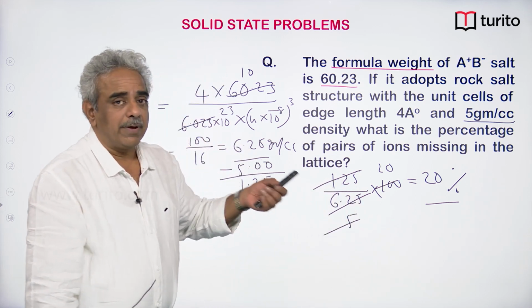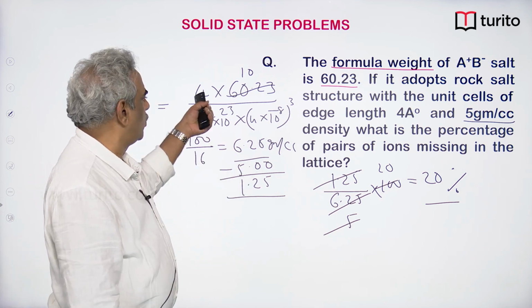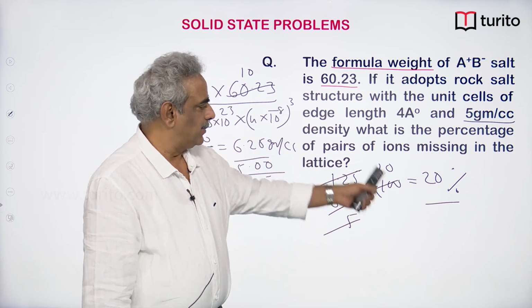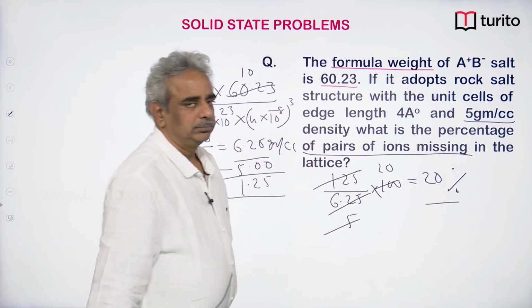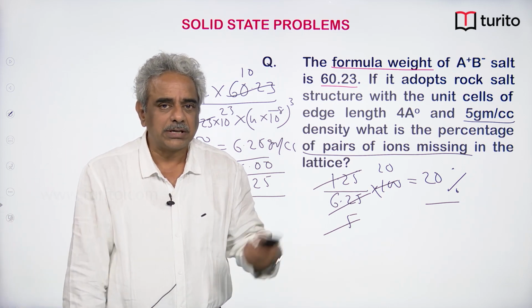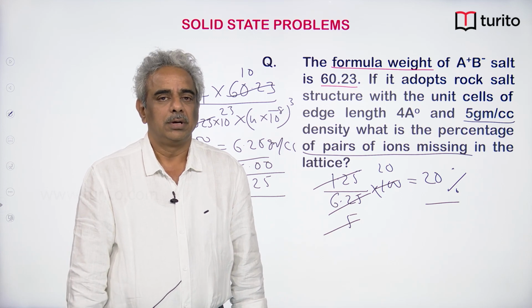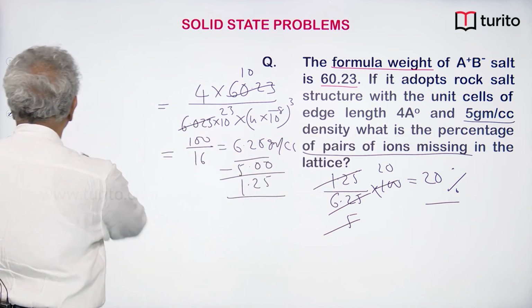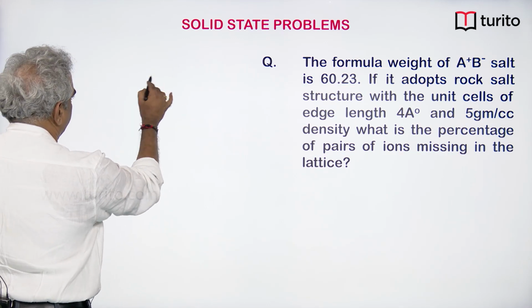Actually, this can be calculated otherwise. Don't put 4. Why did you keep 4 here? Because we know the rock salt structure. At the same time, in the problem itself, what is he telling? Some pairs are missing. When some pairs are missing, it is not 4. So, find out how many are there using the given density. That is another method. So, do not keep 4.